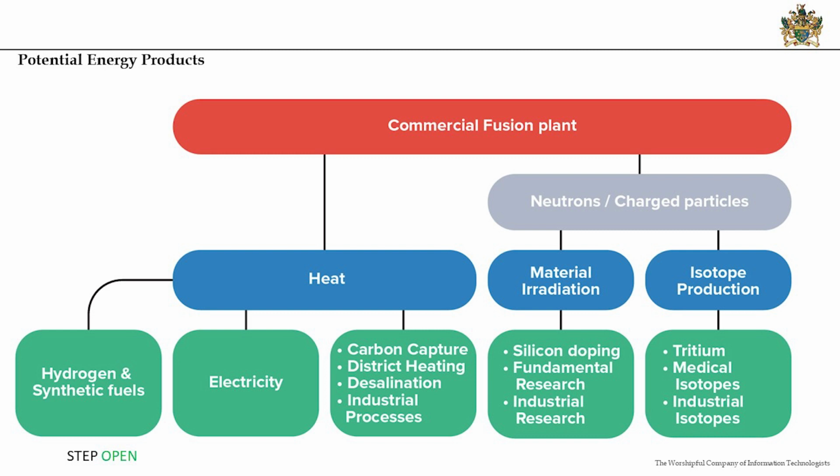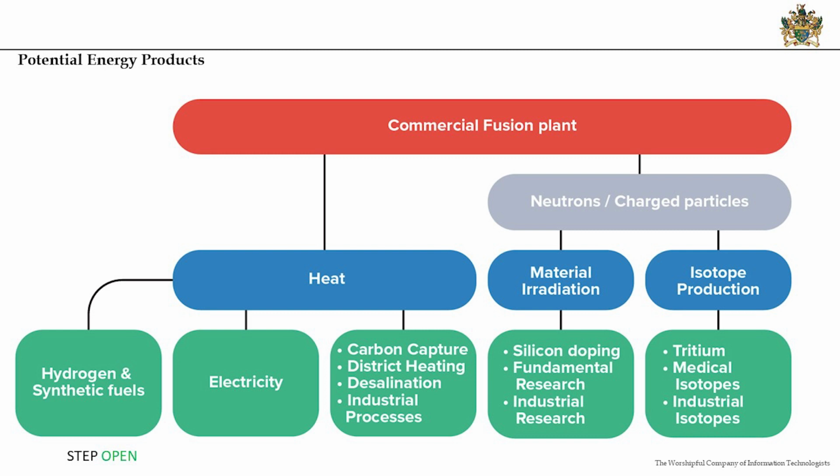So it can produce electricity. It produces potentially very high grade heat, so very high temperature heat. So it can also be used directly to produce things like hydrogen and synthetic fuels. It could be used for things like district heating, desalination, and other industrial processes where there's some really high value products that can be produced from heat. You could also exploit the neutrons directly.